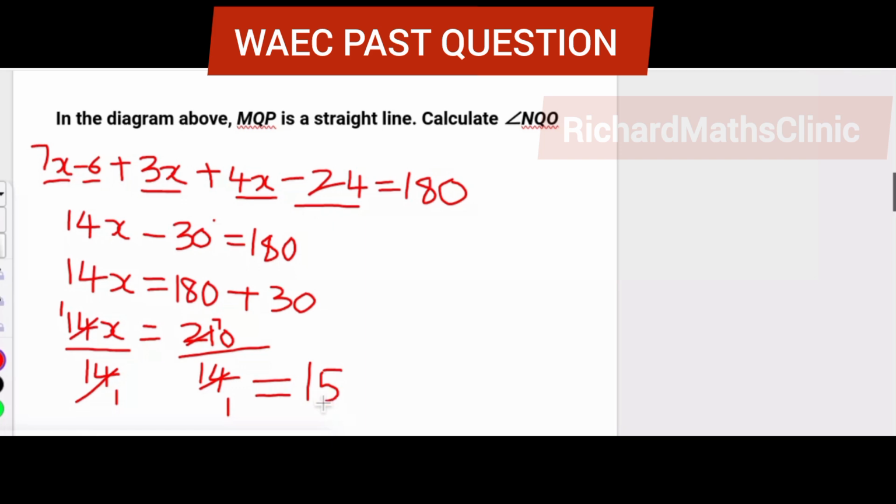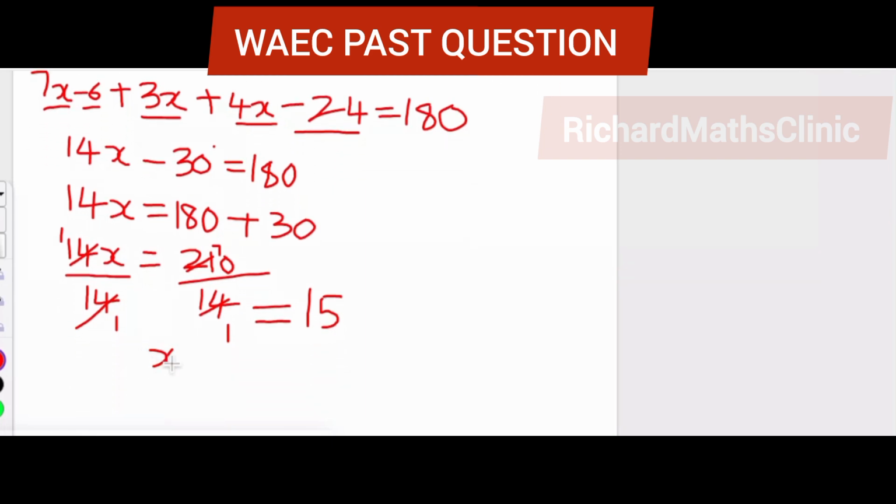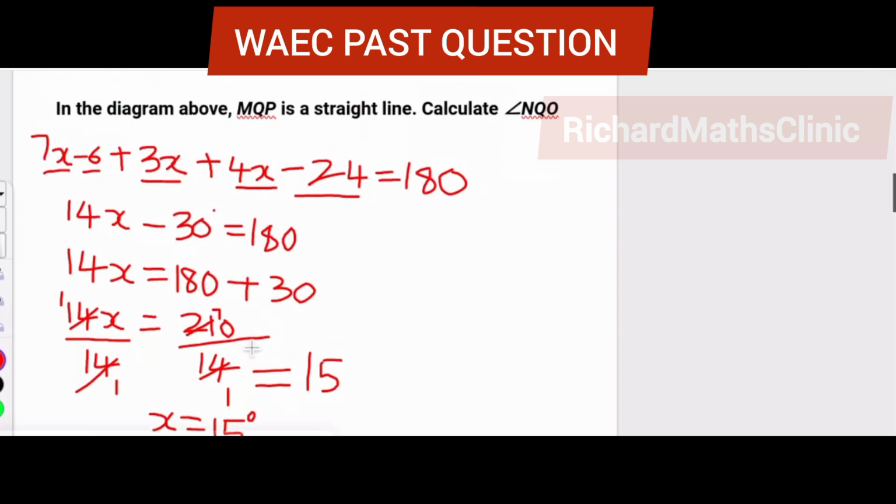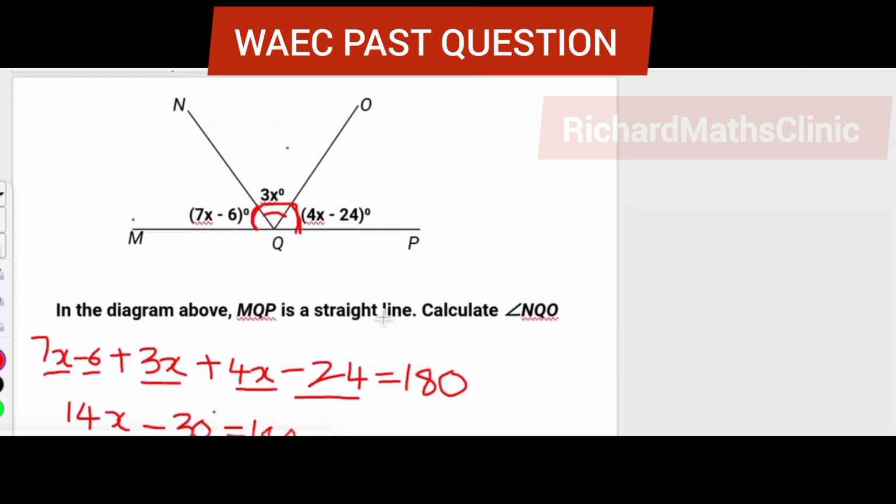15. Now my final answer is not 15 degrees. Please note, I've only gotten the value of x. So we need to go back to the question. x is 15 degrees. We need to go back to the question and read that instruction well. The instruction says calculate angle NQO.